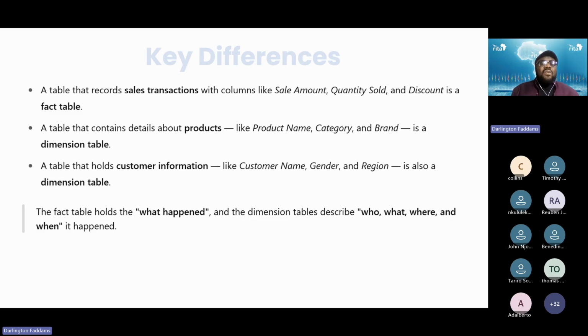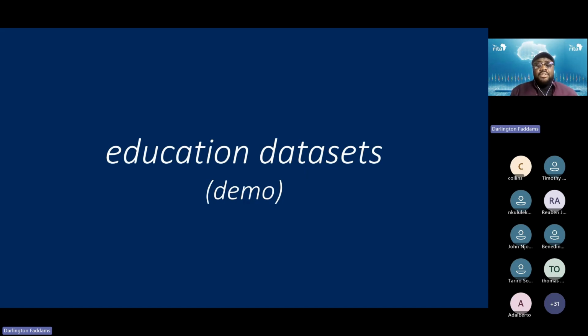Now, the fact table holds what happened. So just like I explained, they hold events. And the dimension tables describe who, what, where, and when those events happened. All right. So they are the description of the fact table. You'll get it very soon. So we're going to begin our demo and we are going to start working with an education data set. And we are going to follow this education data set, multiple tables, and at the end, create a powerful dashboard or report that will just blow your mind and take you to the advanced levels.